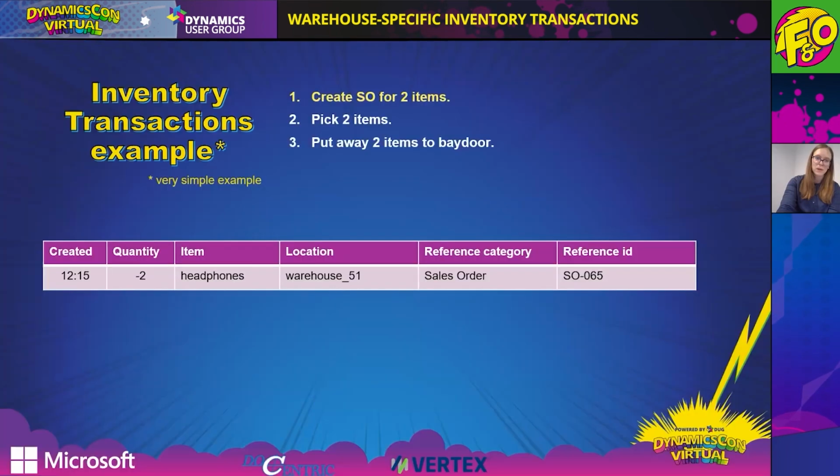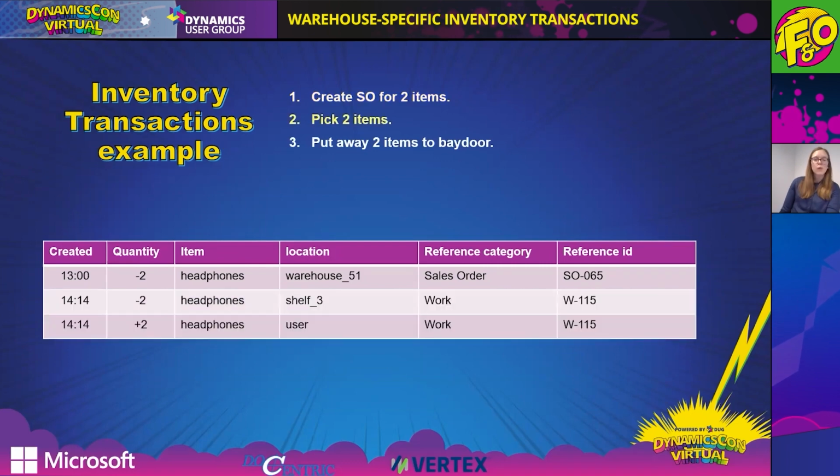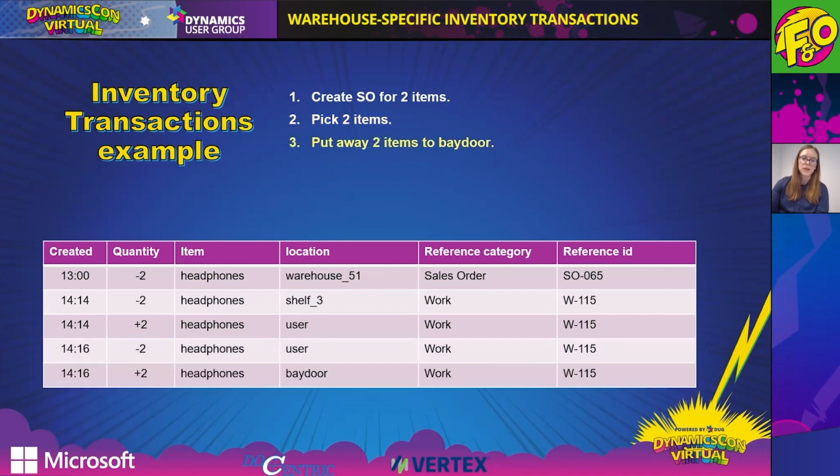Assuming we want to get these headphones to a client, we of course need to get them out of the warehouse. So it's time for warehouse work. Work starts with picking 2 items, and this produces 2 inventory transactions for reference category work. When the items are picked, we need to, of course, put them away to the final location, which is the bay door. And this step produces 2 more inventory transactions. It's a pretty simple example and easy to understand, I hope.